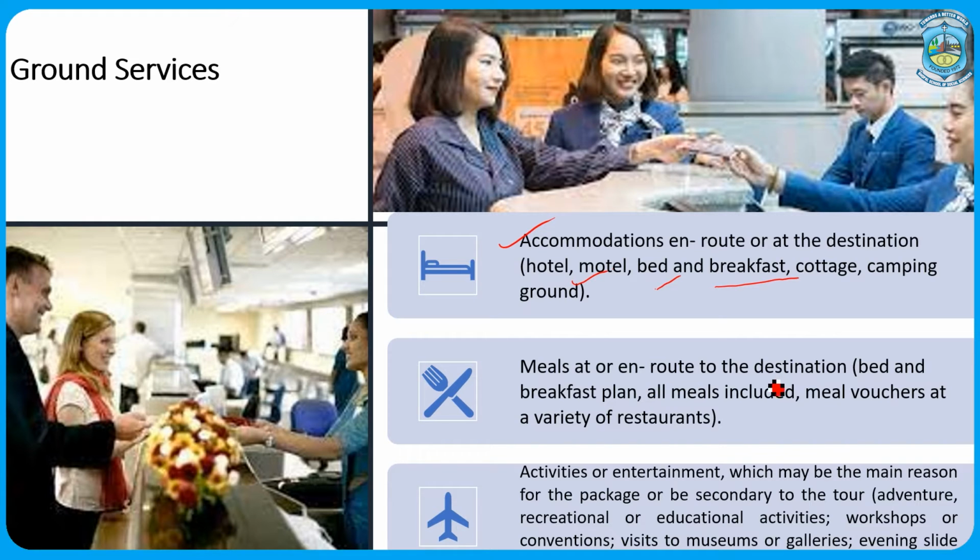Meals en route or at a destination can be a bed and breakfast plan, all meals included, or meal vouchers at a variety of different specialty restaurants.